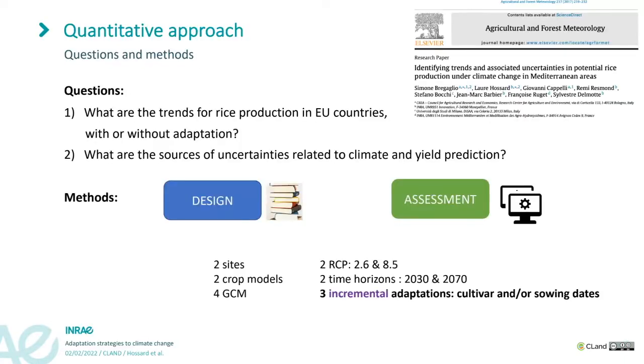To answer these questions, for design, we used only literature. We read a lot of papers to see what could be adaptations for those specific conditions. And for the assessment, we used two crop models. So as I said, there were two sites, two crop models. We used four general climate models, two representative CO2 pathways, 2.6 and 8.5, two time horizons, 2030 and 2070, and we used three incremental adaptations. Changing the cultivar with a longer crop growth cycle, and/or changing sowing dates, anticipating sowing dates, also to increase the period of growth.